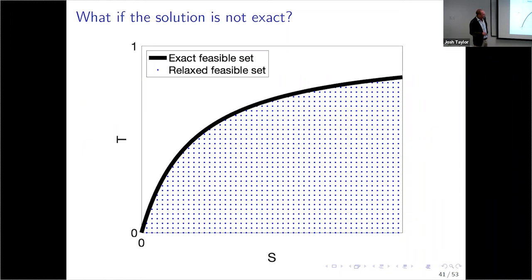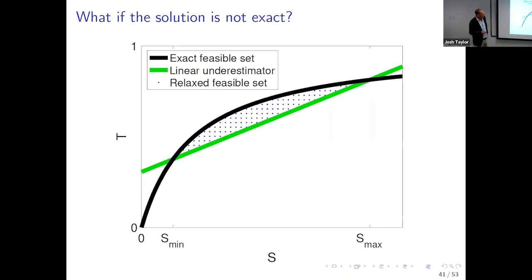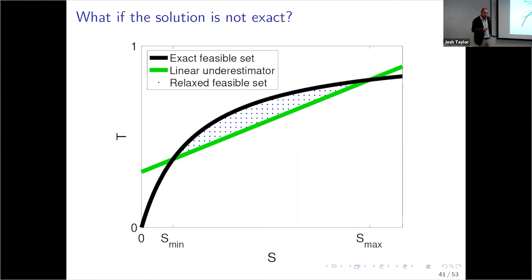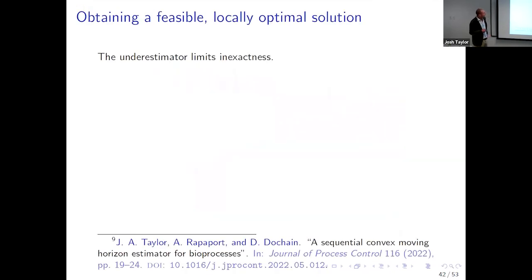Well, if we're not exact, that means we're somewhere down here. We can just add another linear constraint if we have some estimate on what the minimum and maximum can be. And doing so, we can really limit the degree of inexactness. We can go even further, actually.